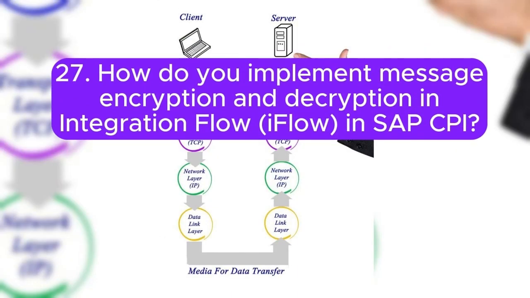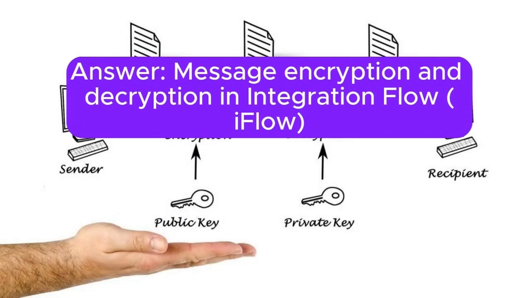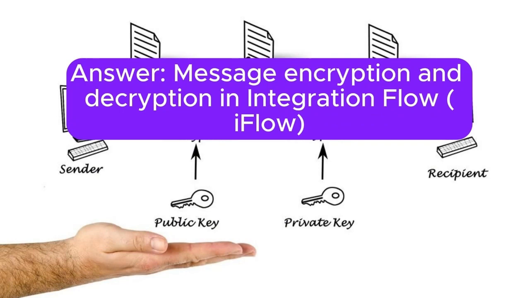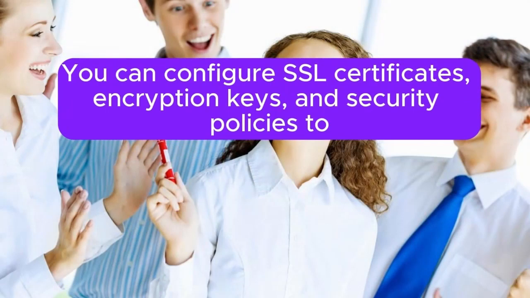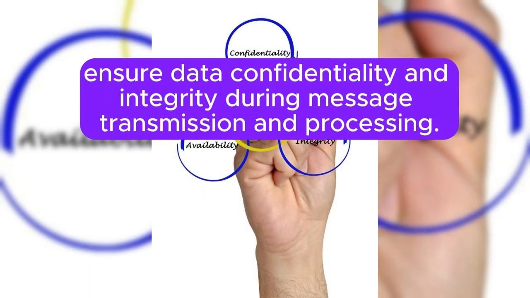27. How do you implement message encryption and decryption in integration flow (iFlow) in SAP CPI? Answer. Message encryption and decryption in iFlow in SAP CPI can be implemented using cryptographic algorithms and secure communication protocols such as HTTPS or SFTP. You can configure SSL certificates, encryption keys, and security policies to ensure data confidentiality and integrity during message transmission and processing.